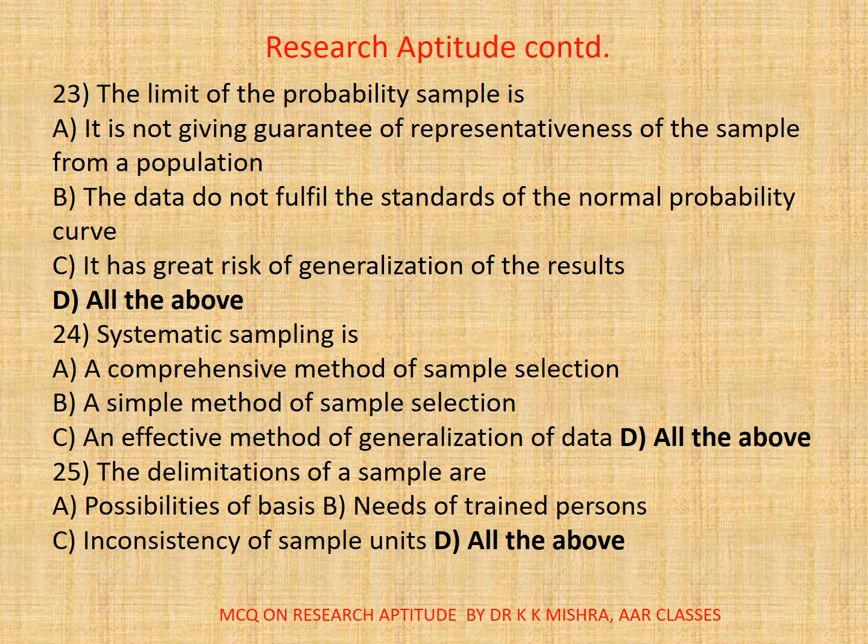25. The delimitations of a sample are A. Possibility of bias, B. Needs of trained persons, C. Inconsistency of the sample units, or D. All. The correct option is D. All.